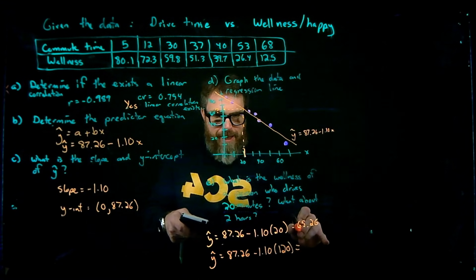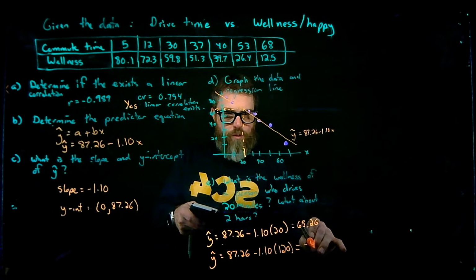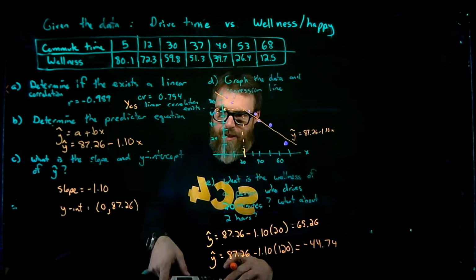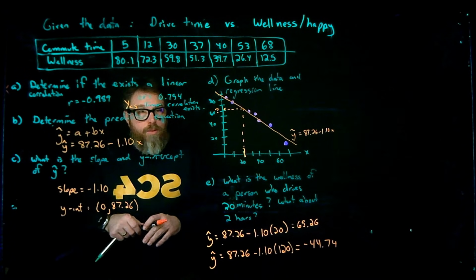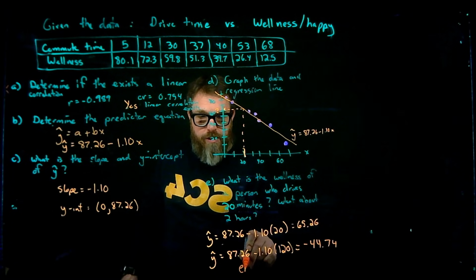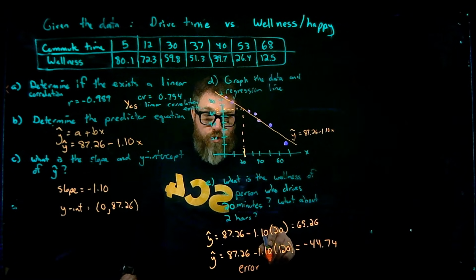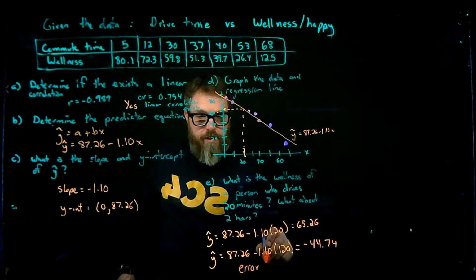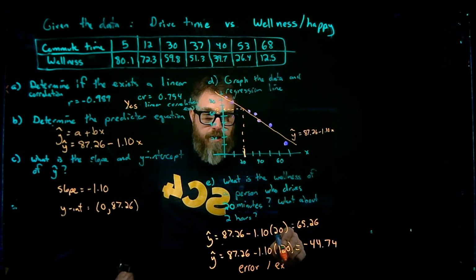Well, what I get is a wellness of negative 44.74. And notice that wellness likely would stop at 0. So this last one, I'd consider this as error, or let's say error from extrapolation.